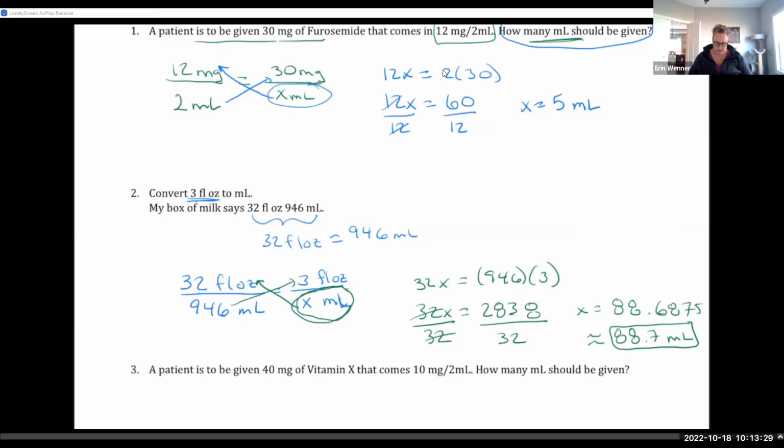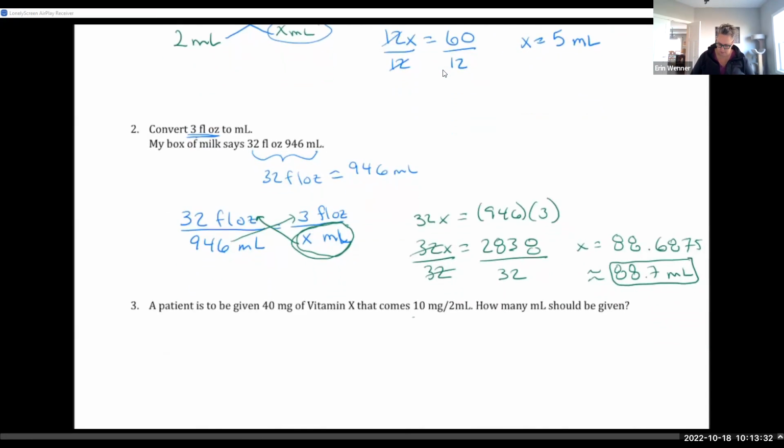So we know that this vitamin X comes in a concentration of 10 milligrams per 2 milliliters. And we want to give the patient 40 milligrams of it. But again, what this means is when we're given these conversions, it's telling us that you will ultimately be dosing the patient using milliliters because there's not a number of tablets equal to those milligrams. So we're going to solve for X, because we're solving for vitamin X, but whatever, it doesn't matter. We just need a variable there, right?